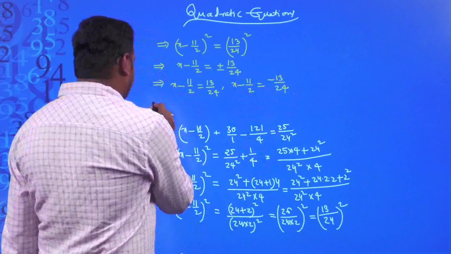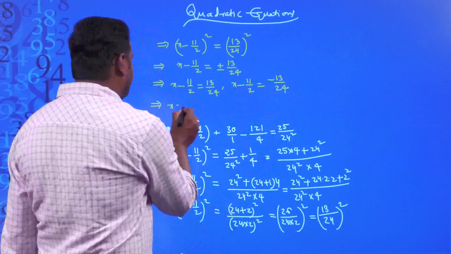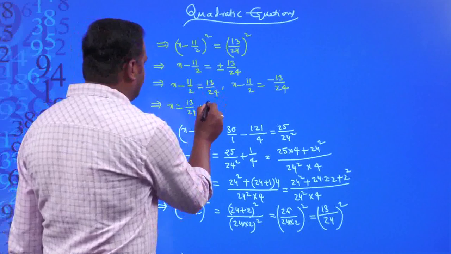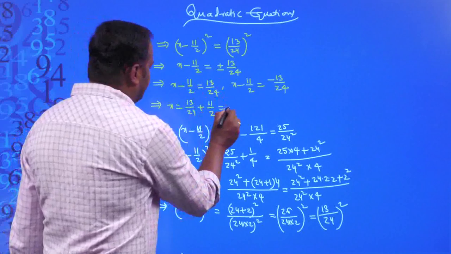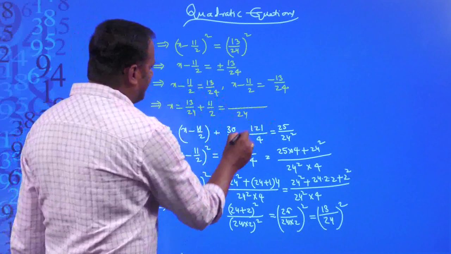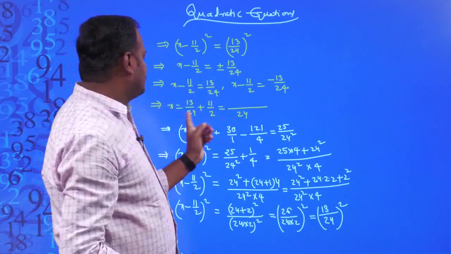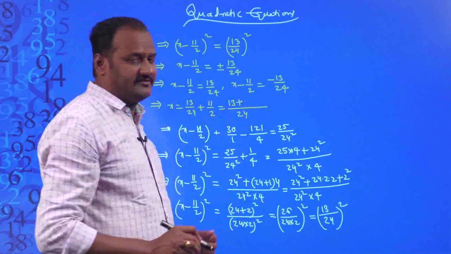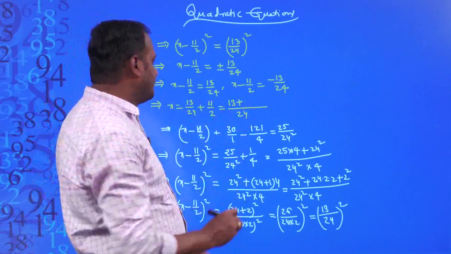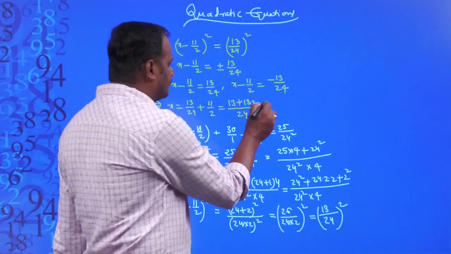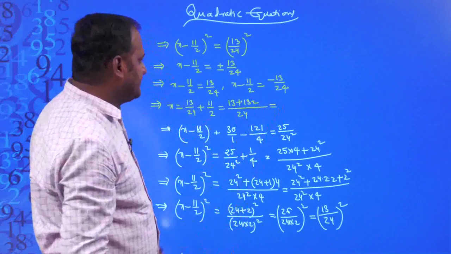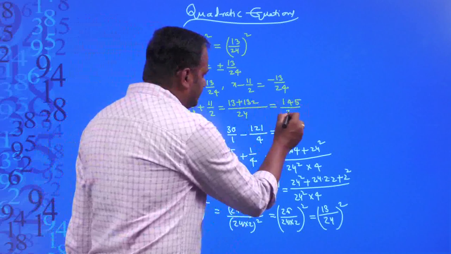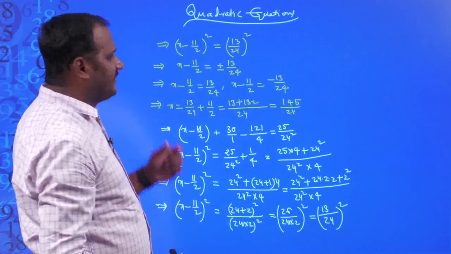Okay, let us try to think about this. Then the value of x is going to be 13 divided by 24 minus 11 by 2, which will become plus 11 by 2. So, the LCM is going to be 24. 24 ones are 24, 1 thirteens are 13, plus 2 how much are 24, 2 twelves are 24. So, 12 into 11 is equal to 132, which is going to be 13 plus 132 is equal to 145 divided by 24. So, this is one value of x.